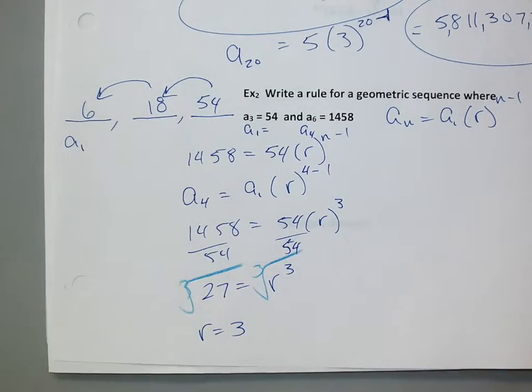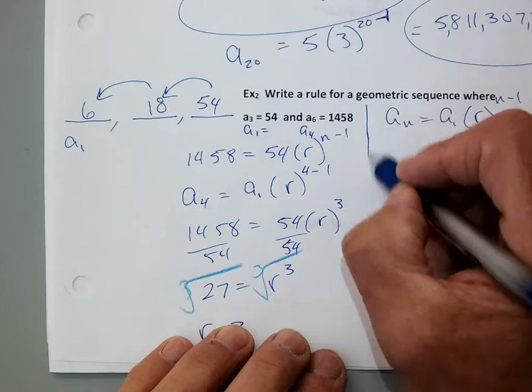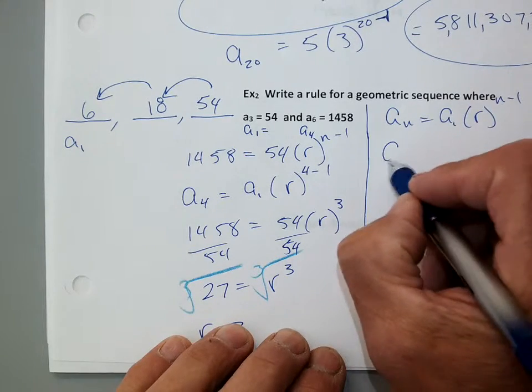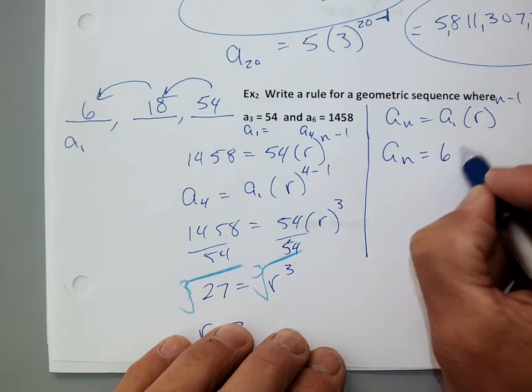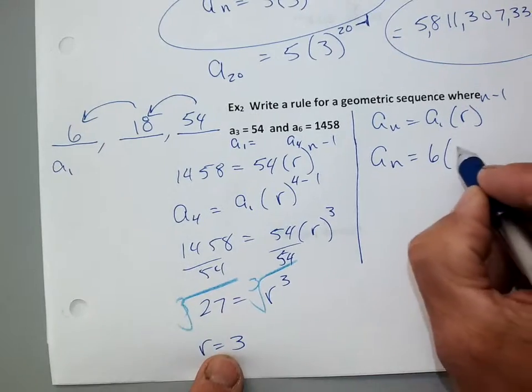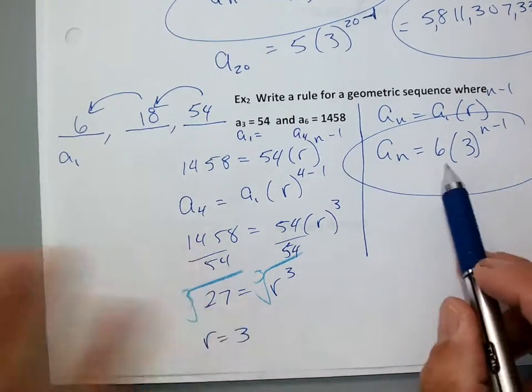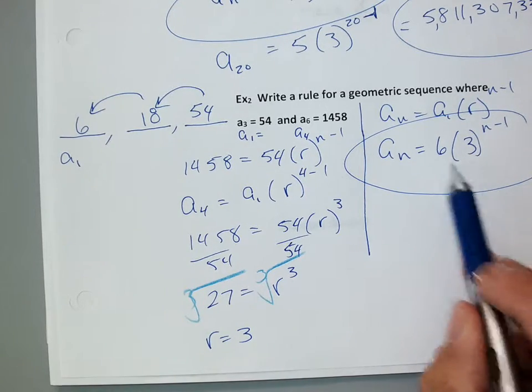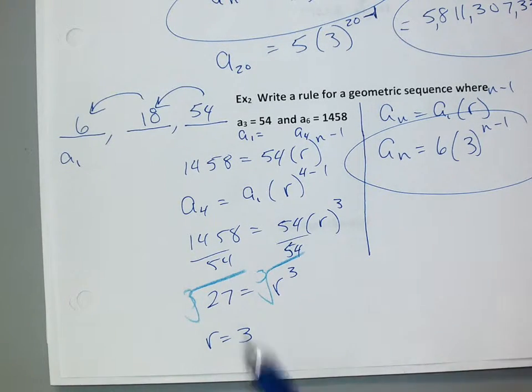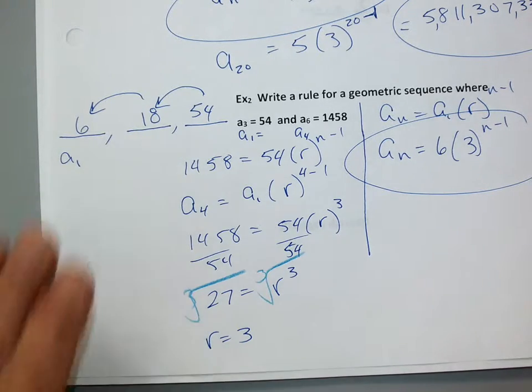So now we can do this form. I'm ready to finish it up. A of n equals A1, which is 6, times the multiplier, which is 3, to the n minus 1 power. And of course, don't multiply those two. So there's my formula that would create this particular geometric sequence. Not bad? Guys ready to turn the page?